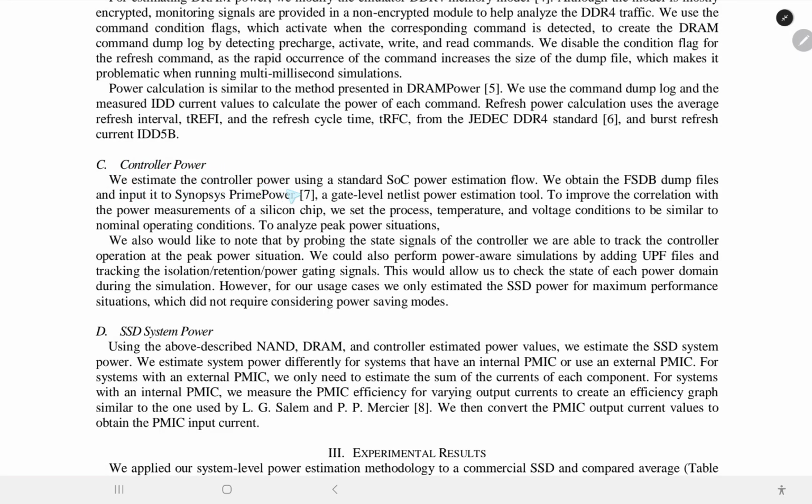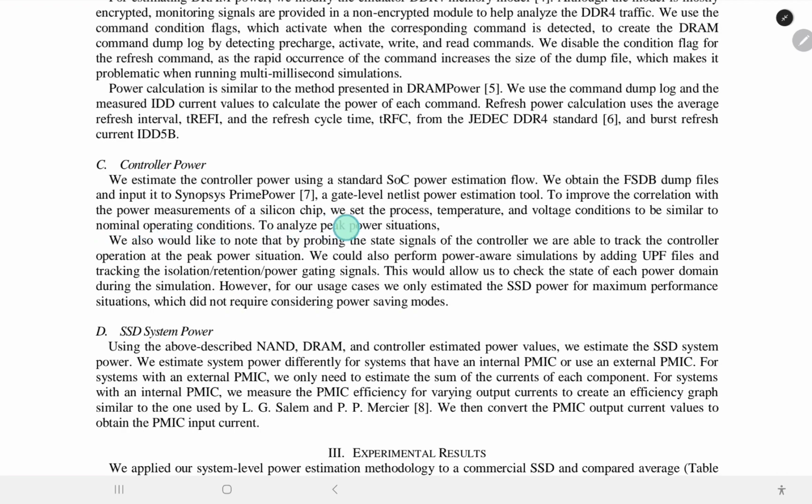We estimate the controller power using the standard SSD power estimation flow. We obtain the SSD dump files and input them to Synopsys PrimePower, a gate-level analysis power estimation tool, to improve the correlation with the power measurement of a silicon chip. We set the process, temperature, and voltage conditions to be similar to nominal operating conditions.